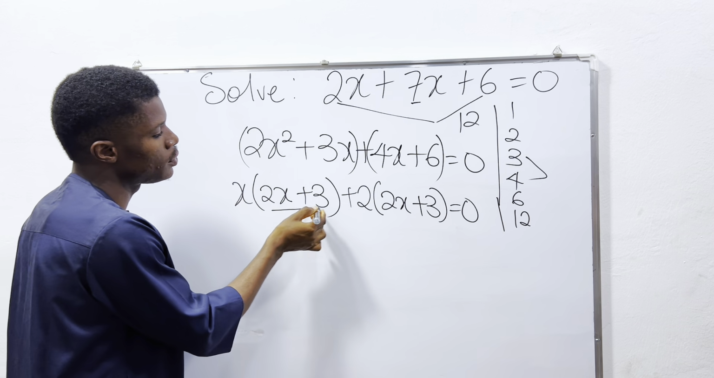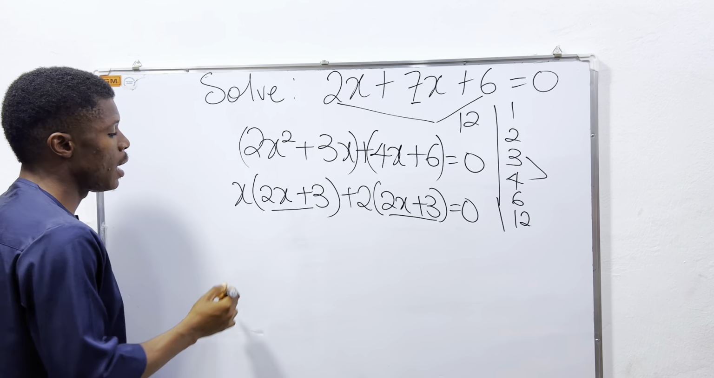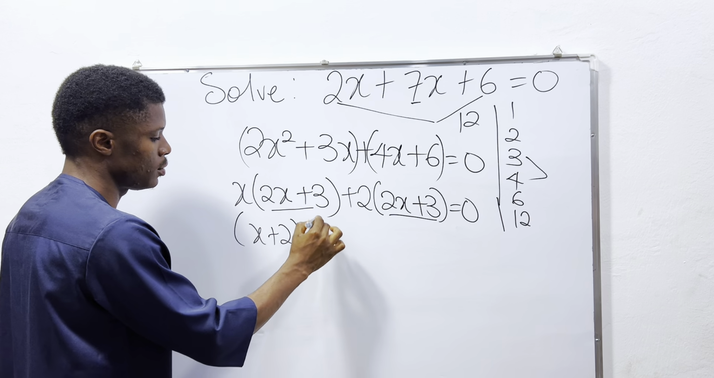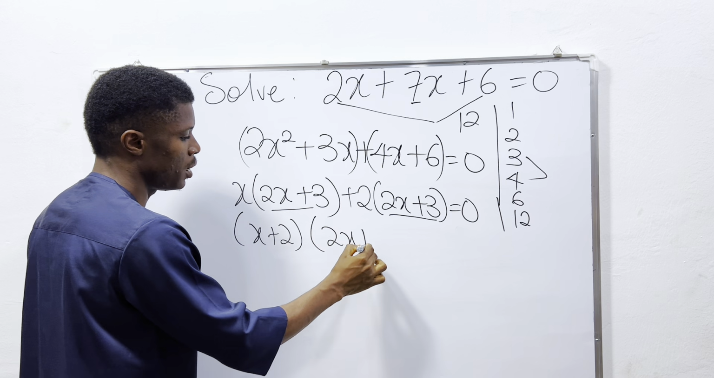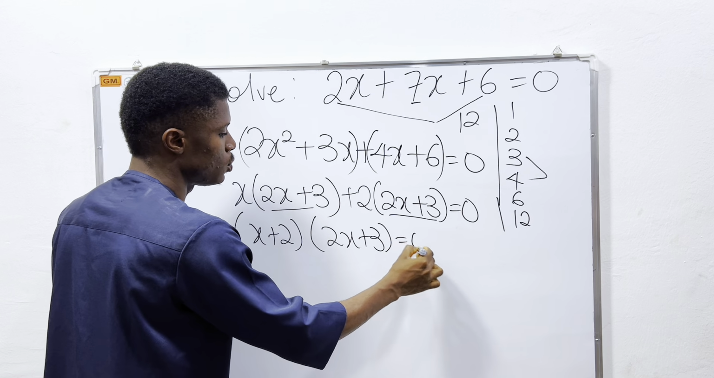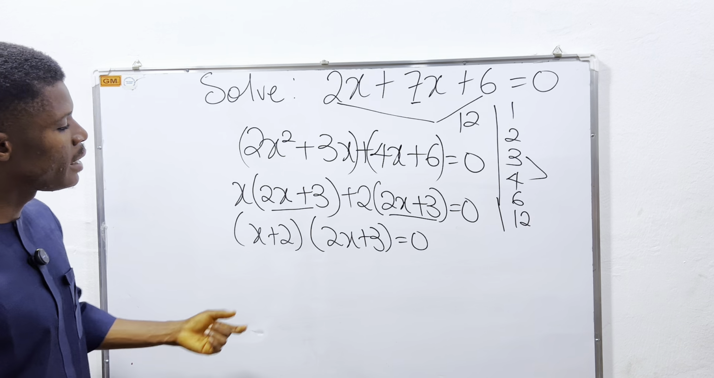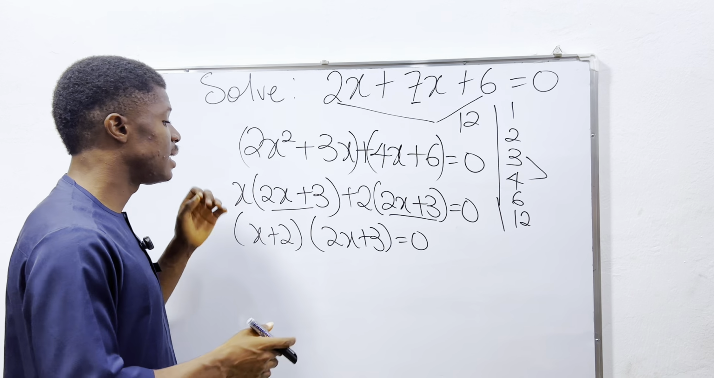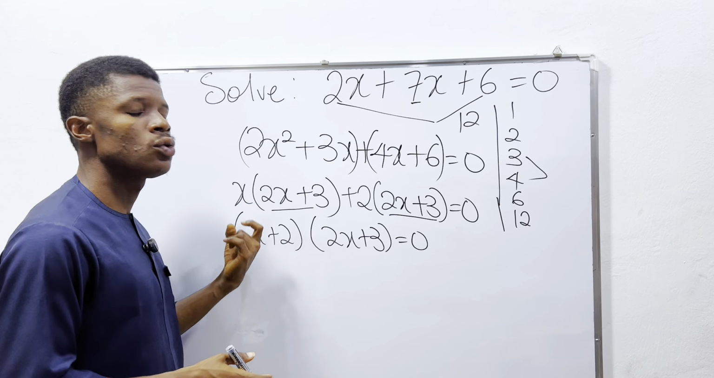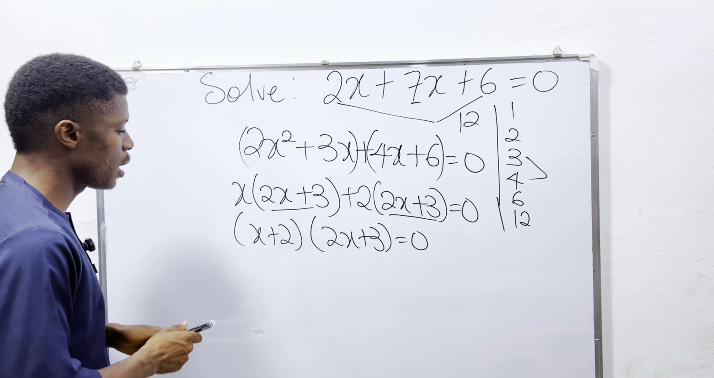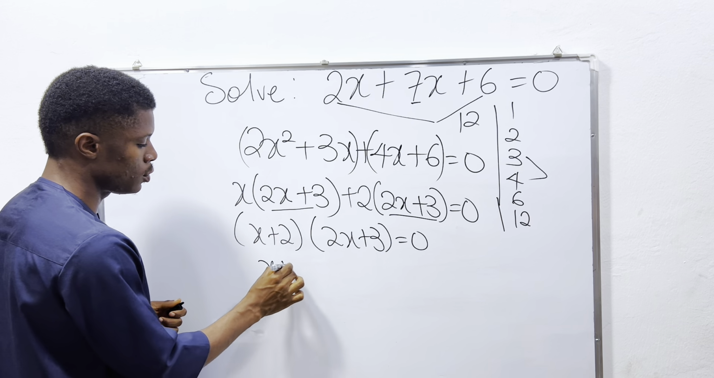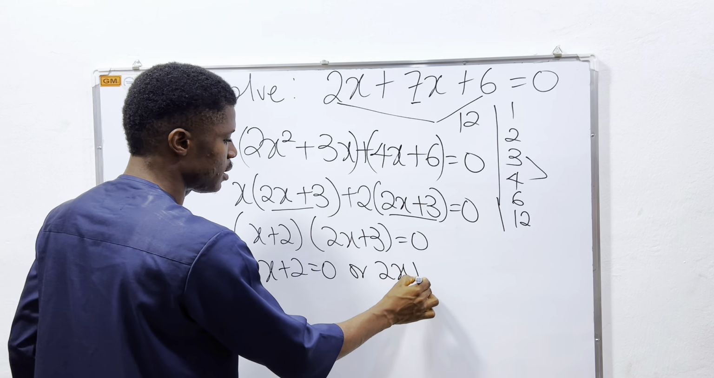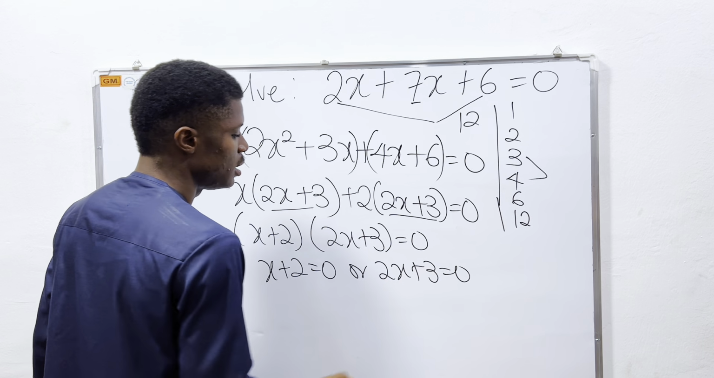Notice that the two bracketed terms are now the same. So I say x plus 2 for the first term, then times 2x plus 3, and that's equal to 0. In quadratics, as I said earlier, once you multiply two terms and they give 0, all you have to do is equate each term to 0. So we have x plus 2 is equal to 0, or 2x plus 3 is equal to 0.